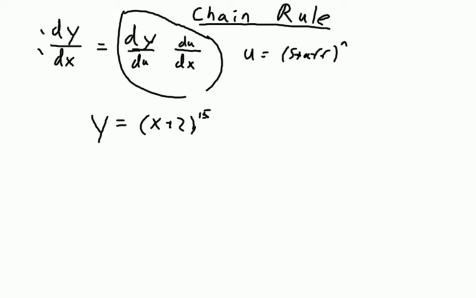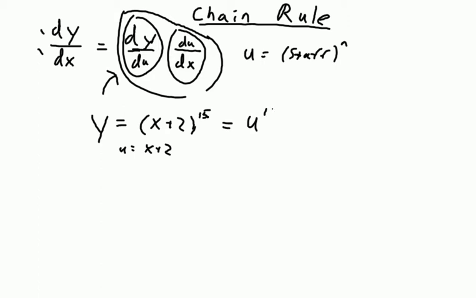Now, first off, I said we need to pick the u. Now, the u is the stuff in the parentheses. Couldn't be any easier than that, right? U equals x plus 2. So now we just need the parts that are listed above. We need a dy du, and we need a du dx. So if we were to put this y equals equation in the u form, what we have is that it equals u to the 15th.